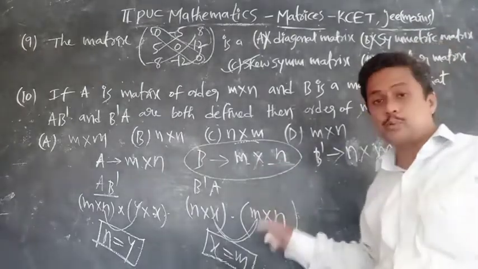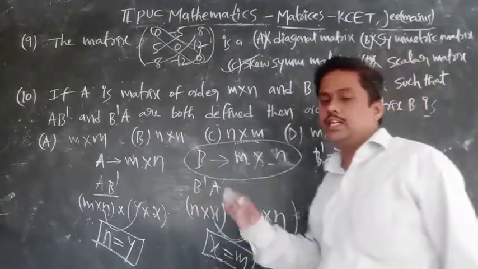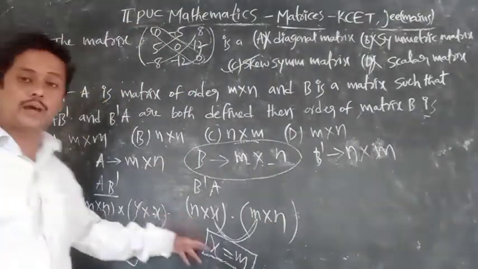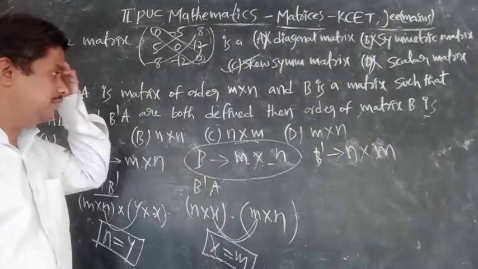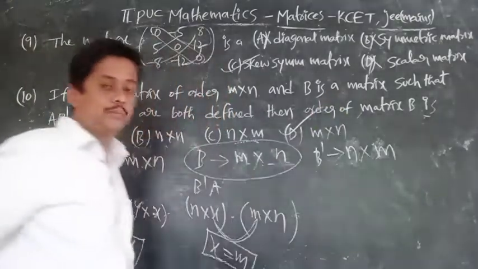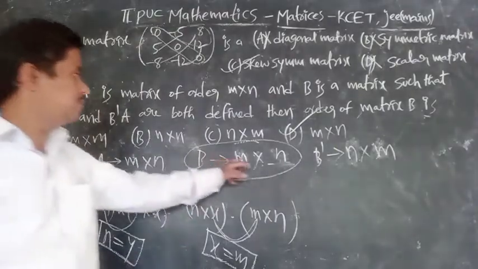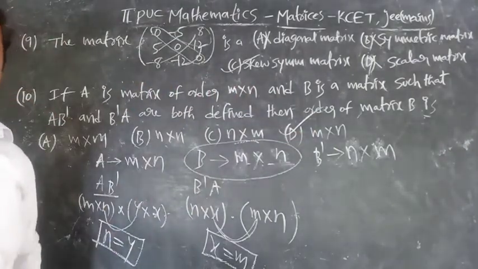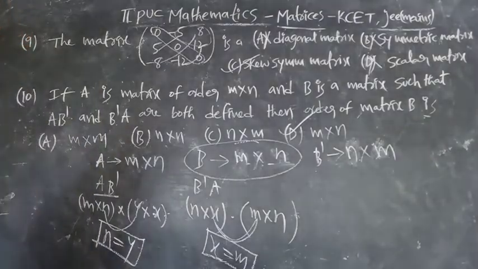This is the procedure of thinking. You have to think in this way to solve the problem, otherwise it will be wrong. So which option is the right one? Option d, m by n. So m by n is the right option. My dear students, like that we have to think.